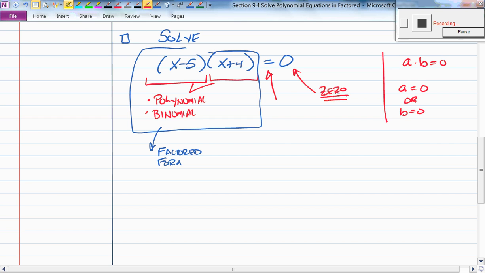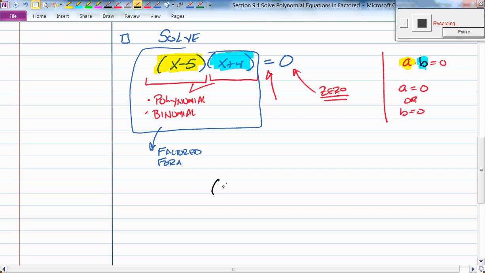So the polynomial here, the first polynomial, this whole entire thing, that represents the A part. Do you guys see it? And this whole entire thing here, this x plus 4, that represents the B part. Is that making sense to you? Okay, so if I have two binomials being multiplied together, and they're in factored form, and it equals 0, then I can use the zero product property.